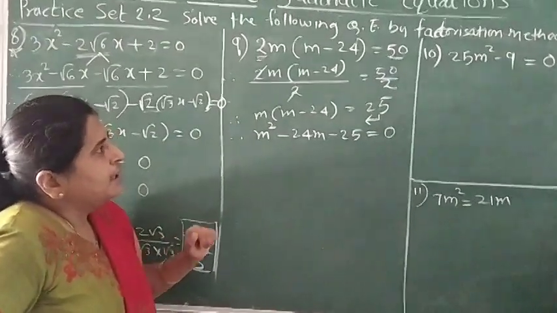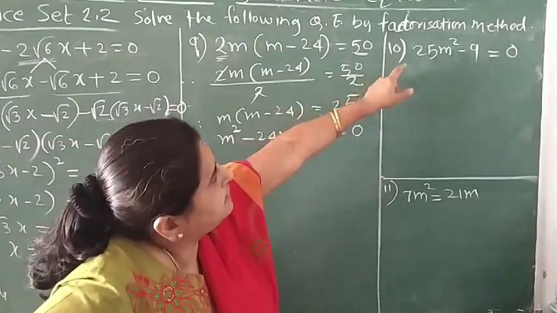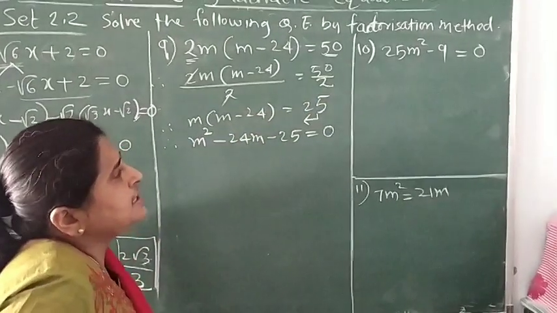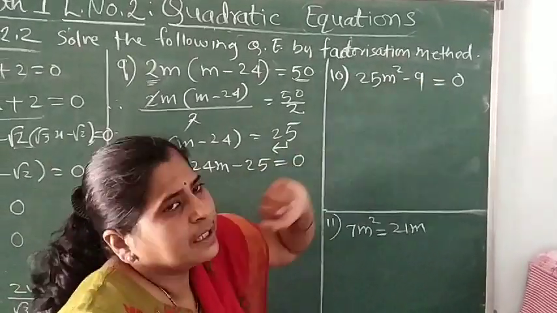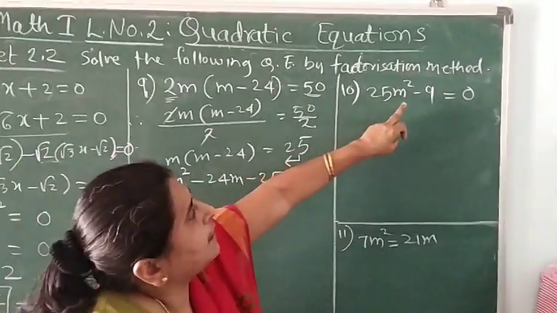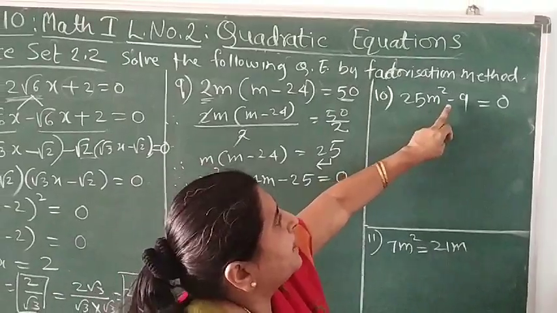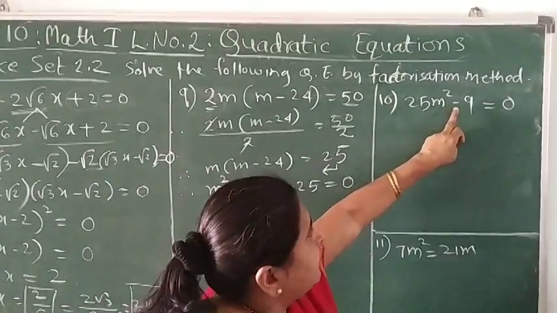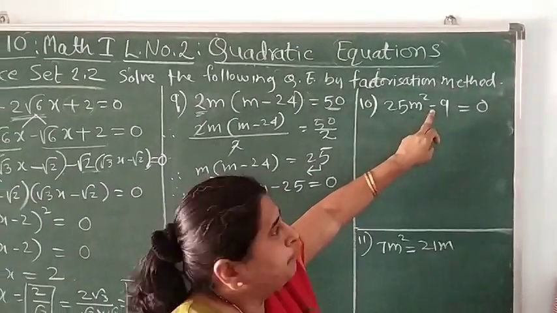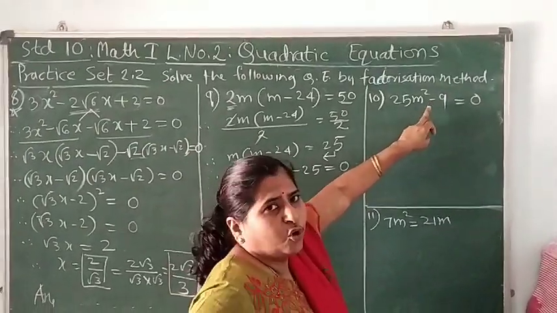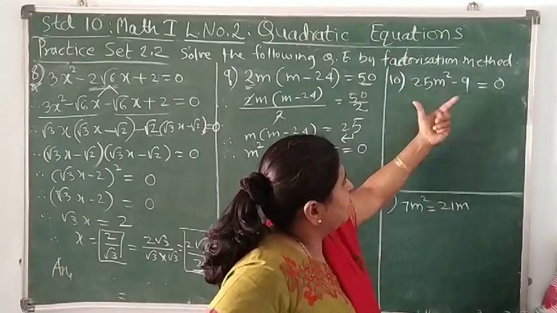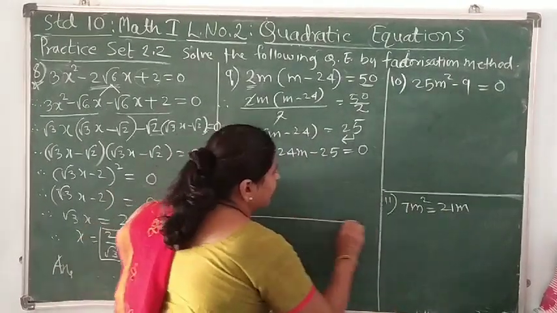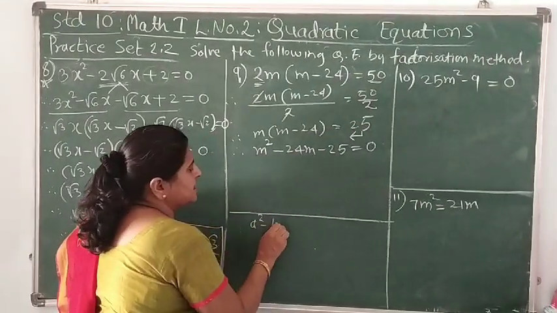Okay. Now come to the 10th sum. Here you have 25m square minus 9 is equal to 0. You can see that the m square term is present but the m term is absent. When such a middle term is absent, that is, the value of b is 0, you have to get the factors of this using the formula a square minus b square.